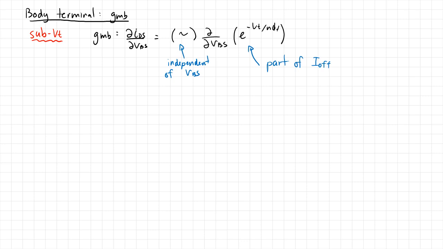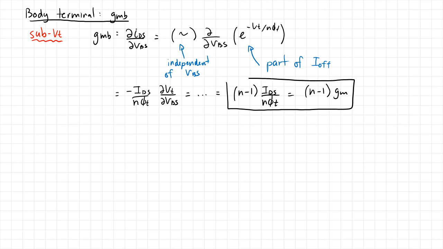Okay, so if we go ahead and do that derivative, at least this first part of the derivative, we're going to get minus IDS over N phi T, times the derivative of VT with respect to VBS. We can write out the body effect expression and so on, and we'll skip a few steps here. But the answer is we get N minus 1 times IDS over N phi T. Or in other words, it's just equal to N minus 1 times GM, the regular gate-based transconductance.